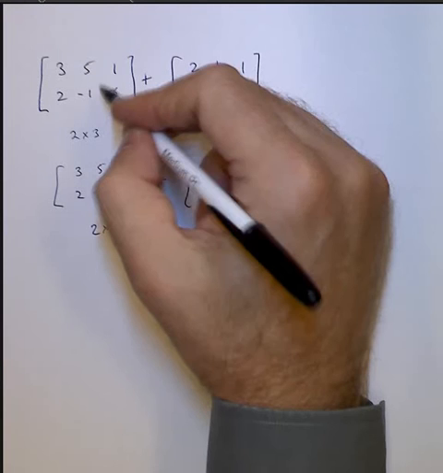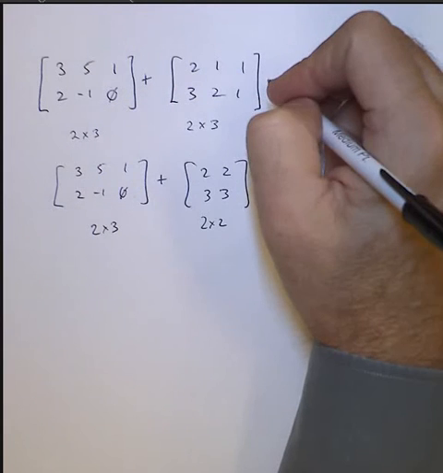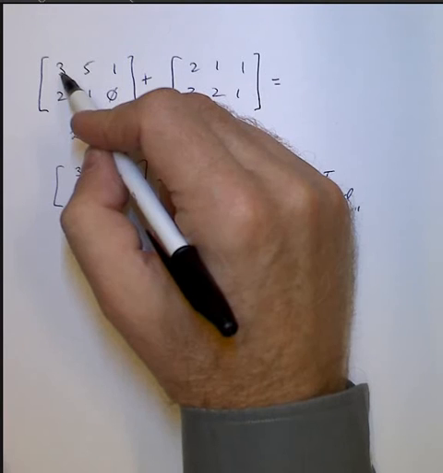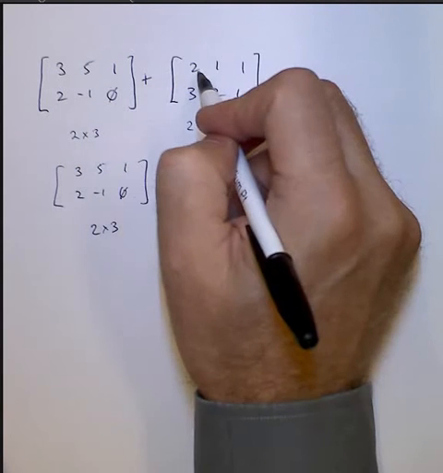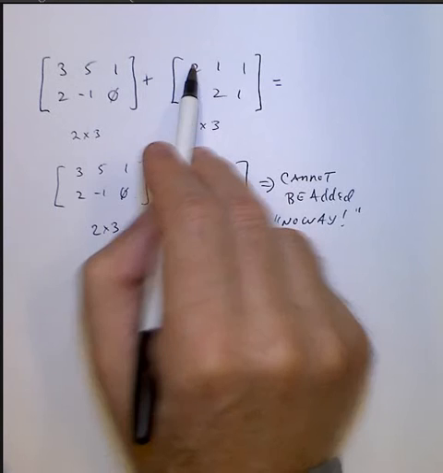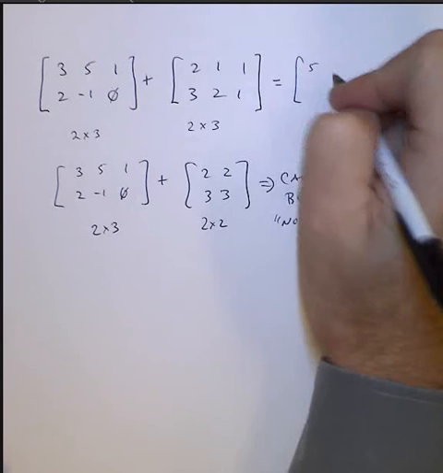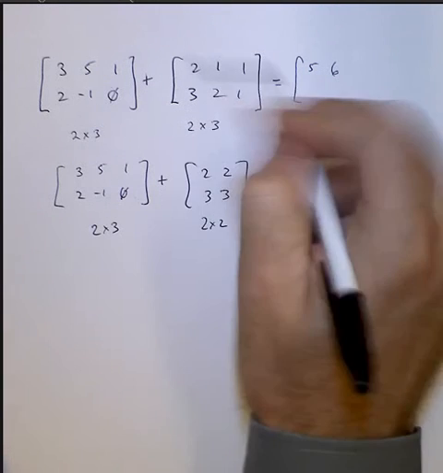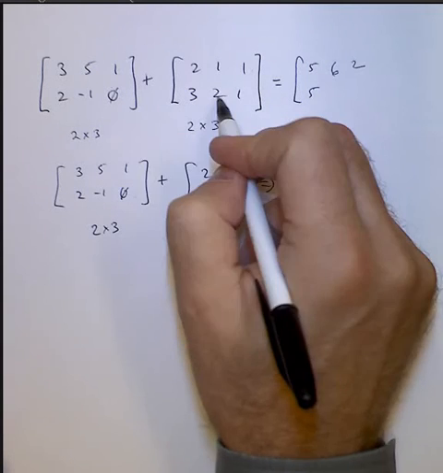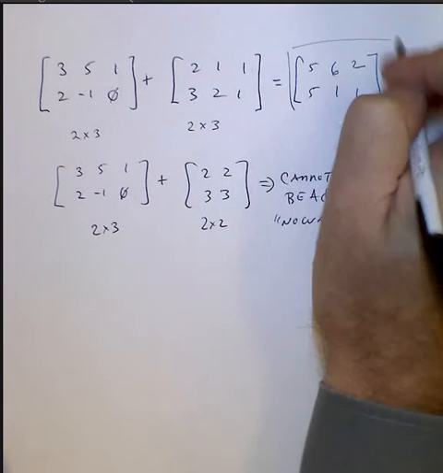Come back up to here, 2 by 3 and a 2 by 3, yes, we can add this. And adding and subtracting, very similar, but basically you take each entry and the corresponding entry. So the 3 corresponds with the 2, same position. So 3 plus 2 is 5. 5 plus 1 is 6. 1 plus 1 is 2. 2 plus 3 is 5. Negative 1 plus 2 is 1. And 0 plus 1 is 1. And that would be your answer.